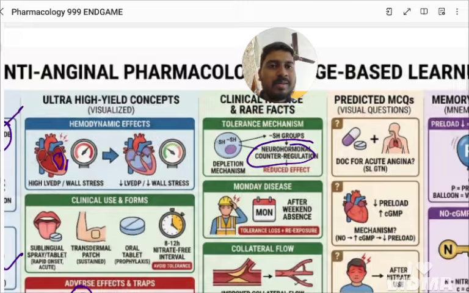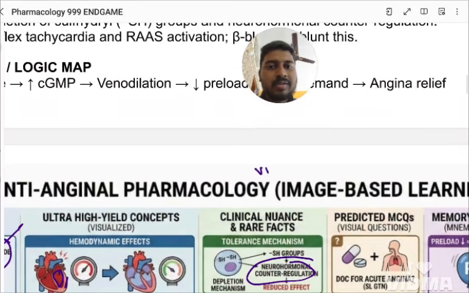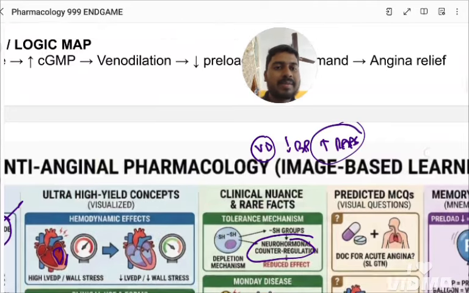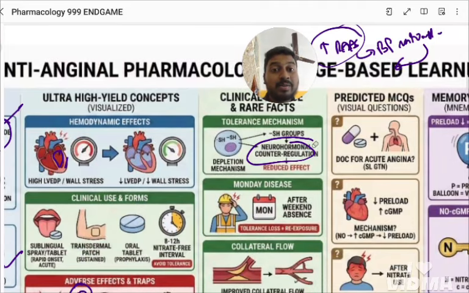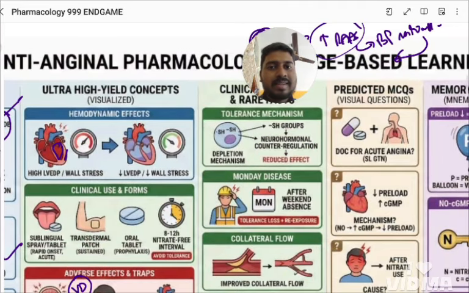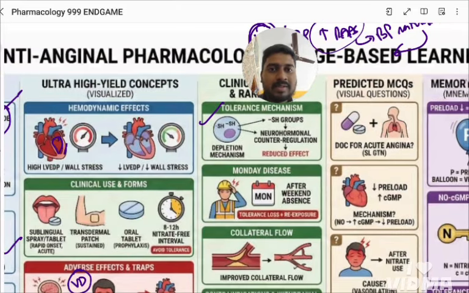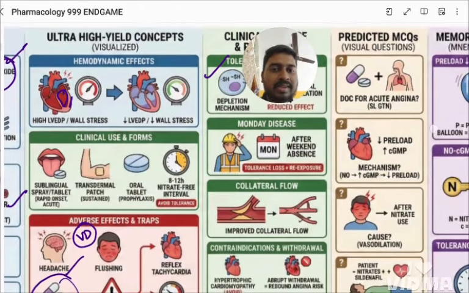Second is neurohormonal counter regulation. That means that whenever nitrates cause vasodilation, it will decrease BP and it will activate renin-angiotensin mechanisms. As a result of this, BP is restored. So it appears that the effect of nitrates, that is vasodilation, is counteracted. This counteracted effect is known as neurohormonal counter regulation. So these are the two mechanisms for which nitroglycerin or nitrate tolerance develops.